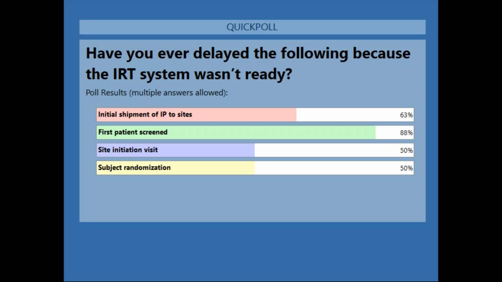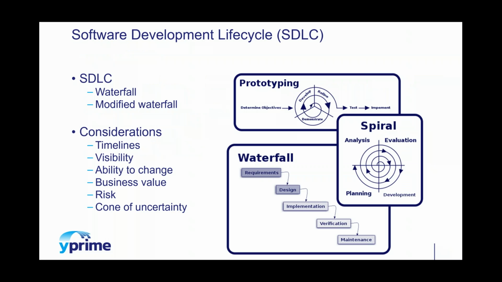So what can Y Prime do in order to make sure that IRT is not on the critical path? Well, let's take a look at the software development lifecycle for a moment. For as long as IRT has been around, we've been talking mainly about the waterfall methodology, but there are others out there. Prototyping is a common one. Spiral is another common one. But within our world, waterfall has been the most common. With all software development life cycles, there's a few common considerations, and we're going to go into those in a little bit more detail.